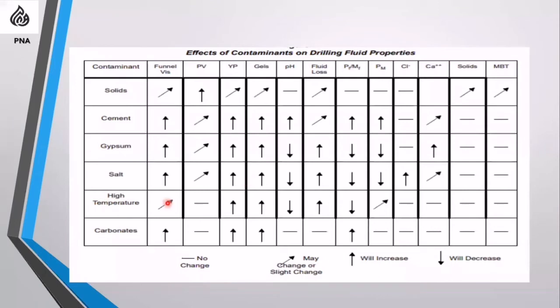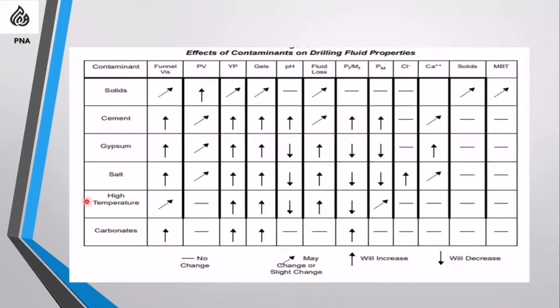Salt will increase your viscosity, slightly increase your PV, increase your gel and YP, drop pH, increase the fluid loss, drop alkalinity, and increase the chloride. If you increase the chloride, that means salt; no other contaminant will increase your chloride. Only the salt contaminant will increase the chloride. So if you find the chloride is very high, that means you have the salt contaminant.